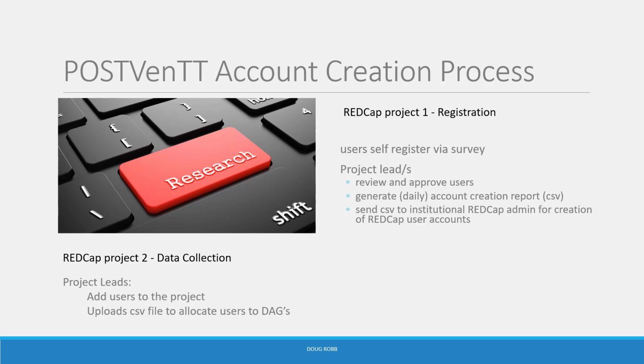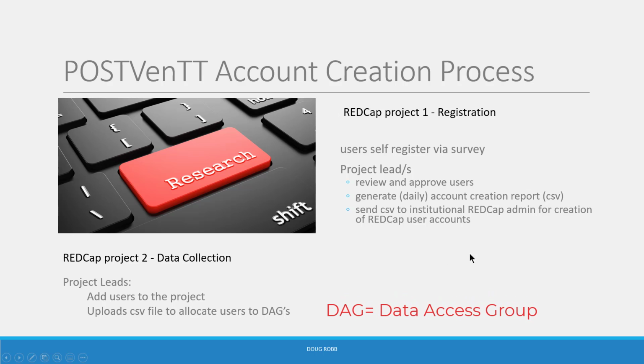There are two projects involved with account creation. First is the registration project, where users can self-register via a survey and enter whatever project information the project leads will require. Then the project leads can review and approve users as they wish and generate a daily account creation report, which is an exported CSV file, and then send that file to the institutional REDCap administrator for creation of the initial REDCap accounts.